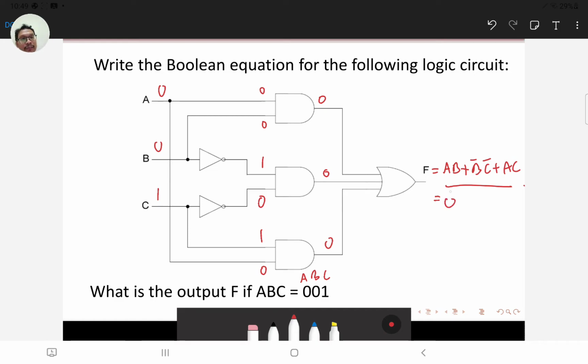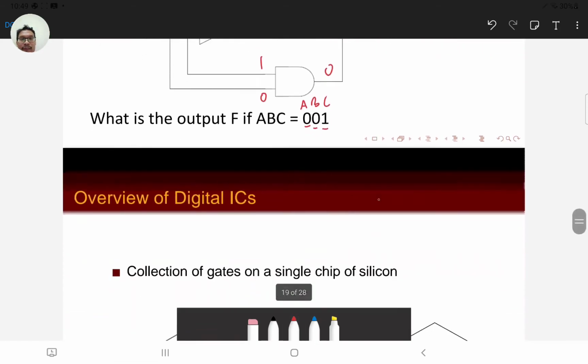Another way is to look directly at the Boolean expression. A dot B, where A is 0, B is 0, and C equals 1, is going to be 0. B bar dot C bar is going to be 1 dot 0, which is 0. Then AC is going to be 0 because 0 and 1 is going to be 0. Therefore 0 OR 0 OR 0 is going to be 0 on the output.